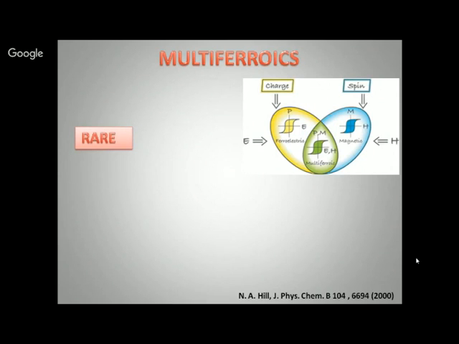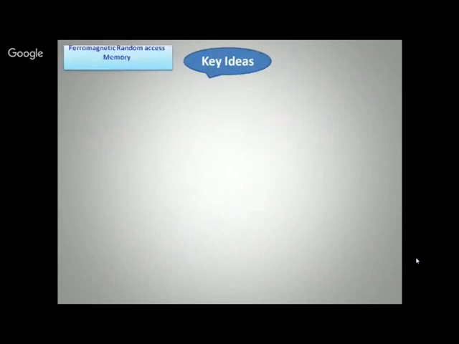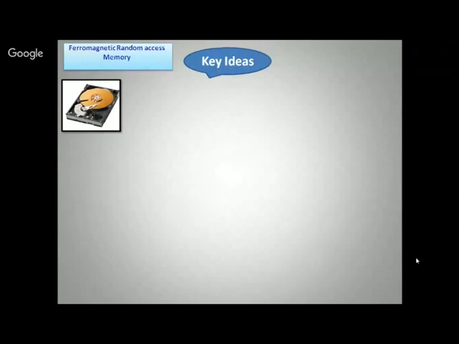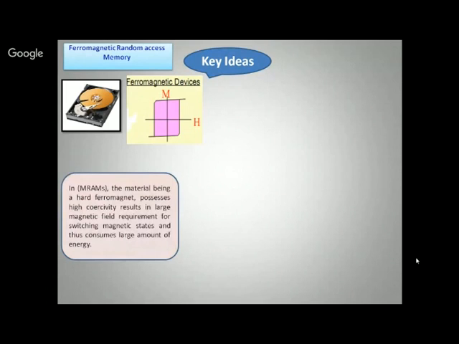But second thing, it is very rare to combine the two properties, because I already told you that in the case of ferroelectric, your D shell, that is the outer shell, should be completely filled or completely empty. But for ferromagnetic, it is partially filled. There is one important material which is used these days for multiferroics, that is known as bismuth ferrite.